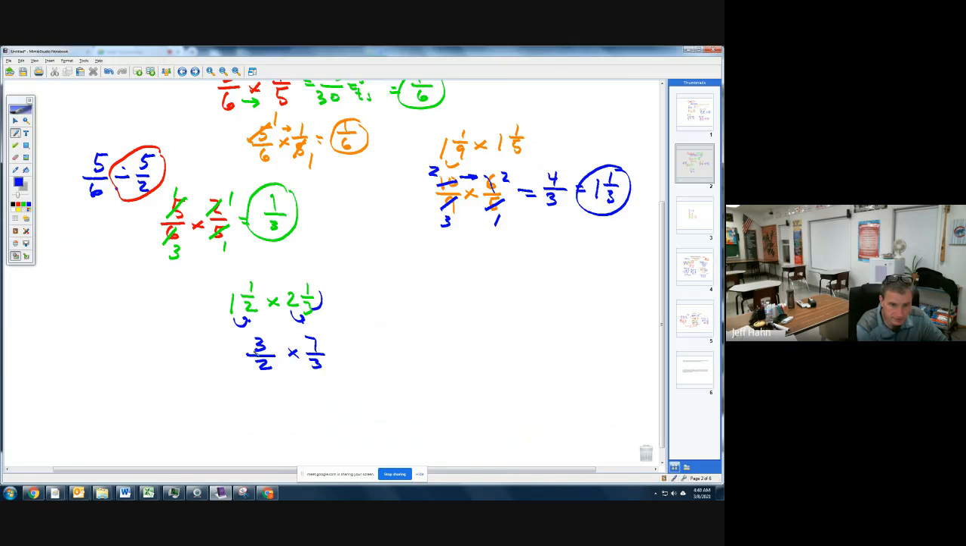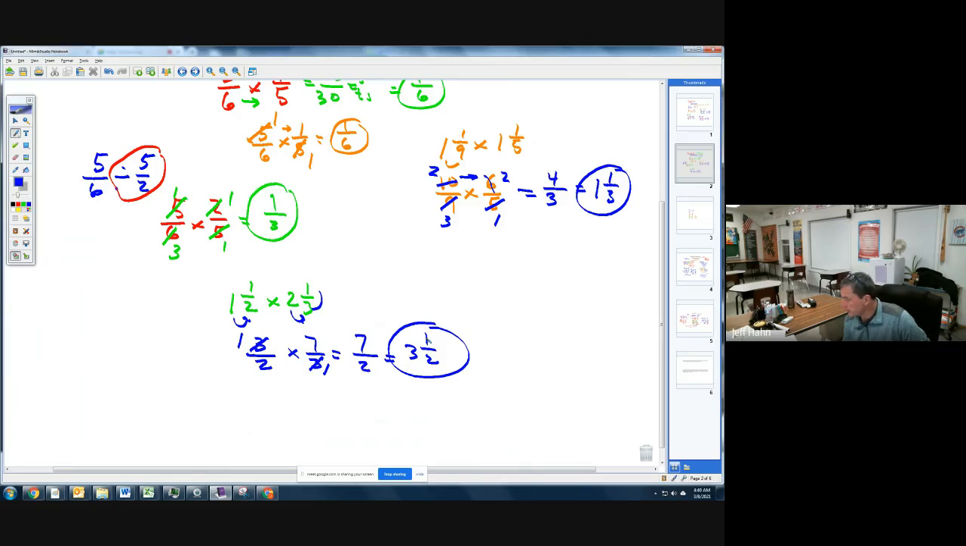The only factors that these have in common are 3's. Divide by 3, divide by 3. You end up with 1 times 7 is 7, and 2 times 1 is 2. And again, you still need to change the improper fraction to a mixed number.